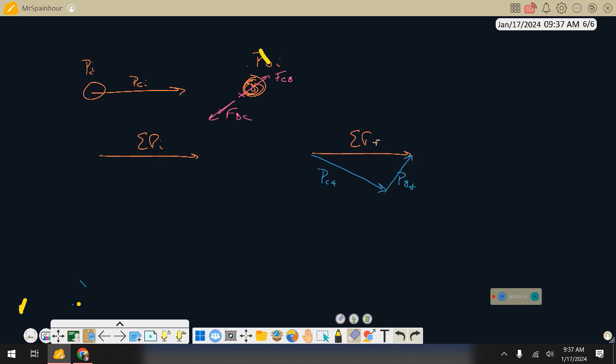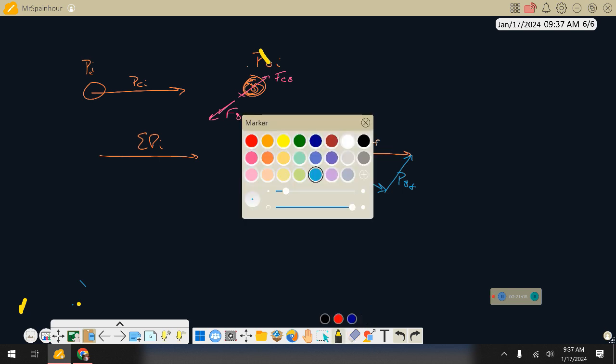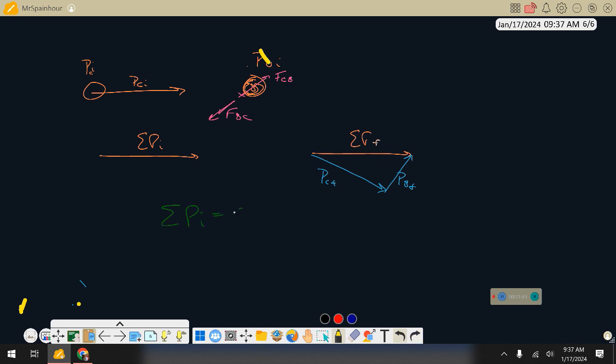What am I showing? I'm showing if I take the two individual momentums, okay? If I add the two initial momentums, I get the total initial. If I add the two final individual momentums, I get the total final, and these two are equal to each other. That visually is what I'm attempting to say when I draw this. The total initial is equal to the total final.